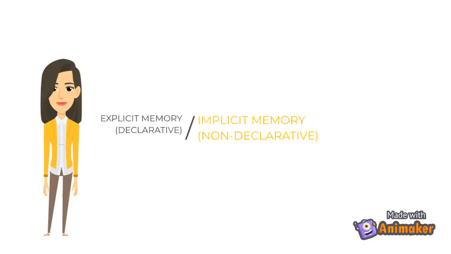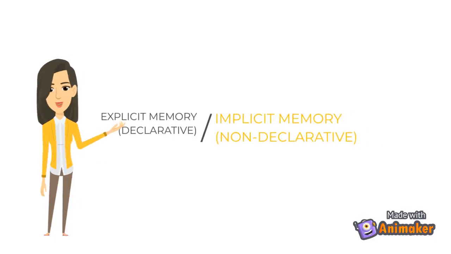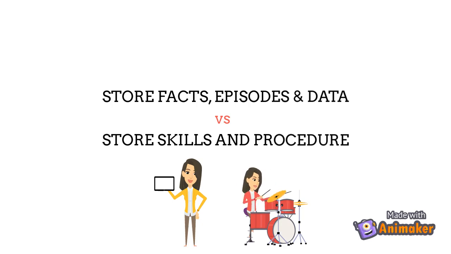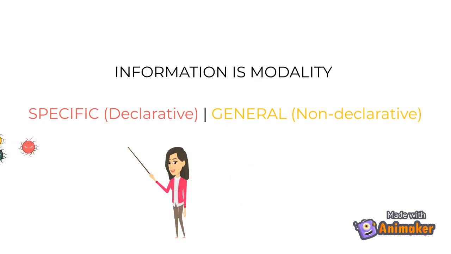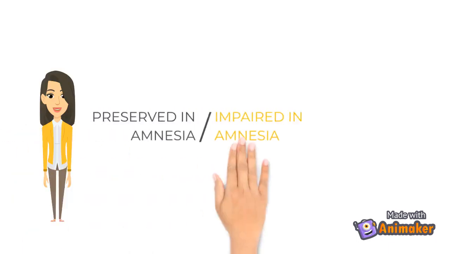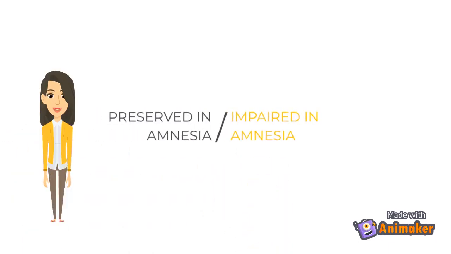Differences. Explicit memory for declarative and implicit for non-declarative memory. Declarative memory stores facts, episodes and data, while non-declarative stores skills and procedures. Information is modality specific for declarative and general for non-declarative. Declarative memory is preserved in amnesia while non-declarative is impaired in amnesia.